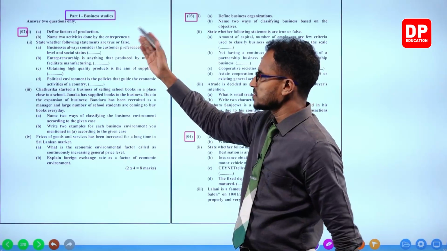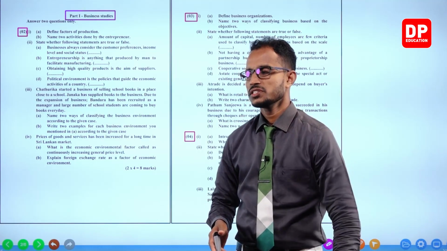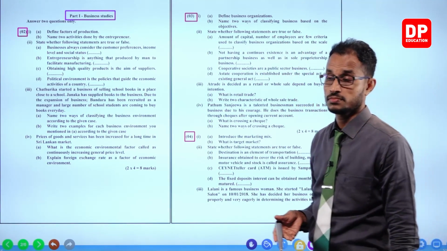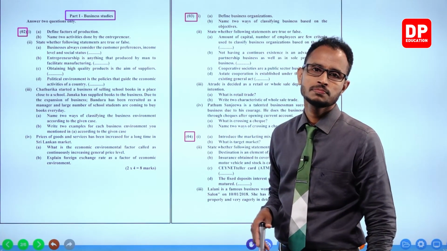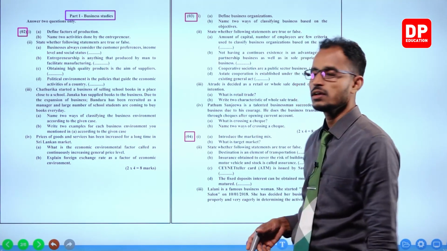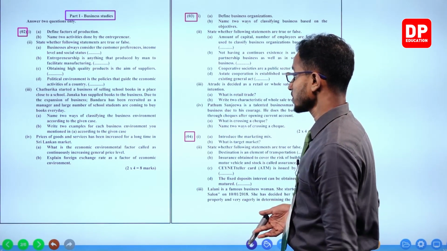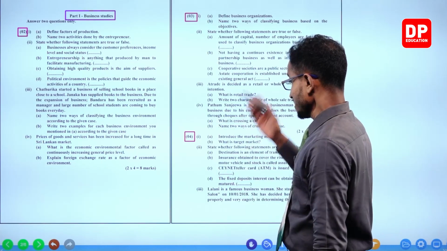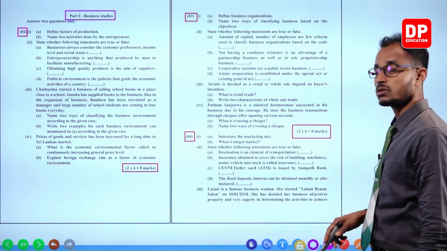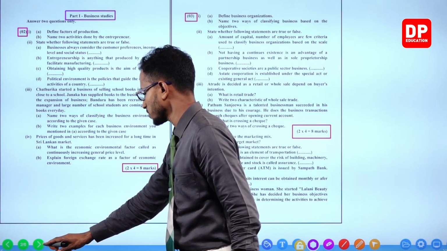Background of business, business environments, business organizations. Many lessons are covered. Then trade and supporting services, management, marketing, investments. A lot of business studies subject knowledge is needed. Choose only 2 out of 3. Each question carries 8 marks. So 8 into the 2 questions that you do will give you 16 marks for the business studies part.